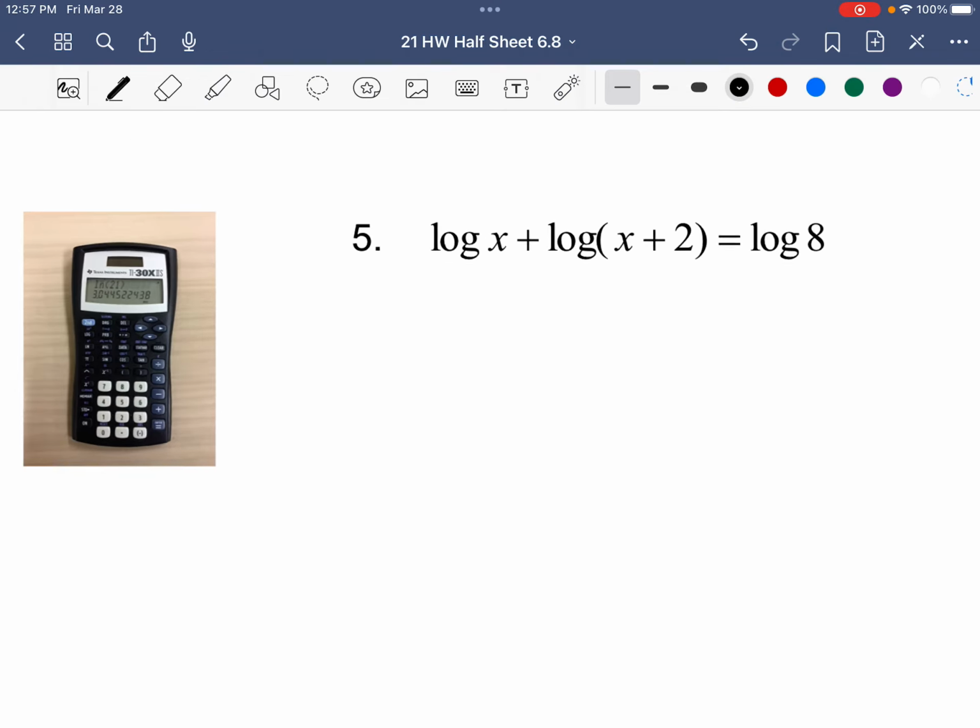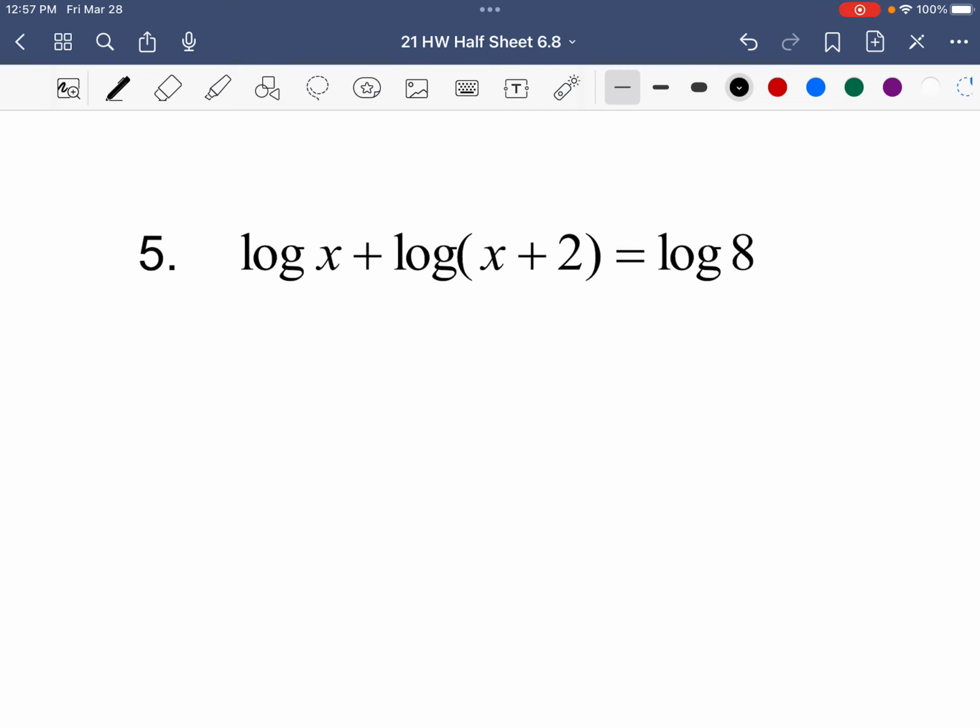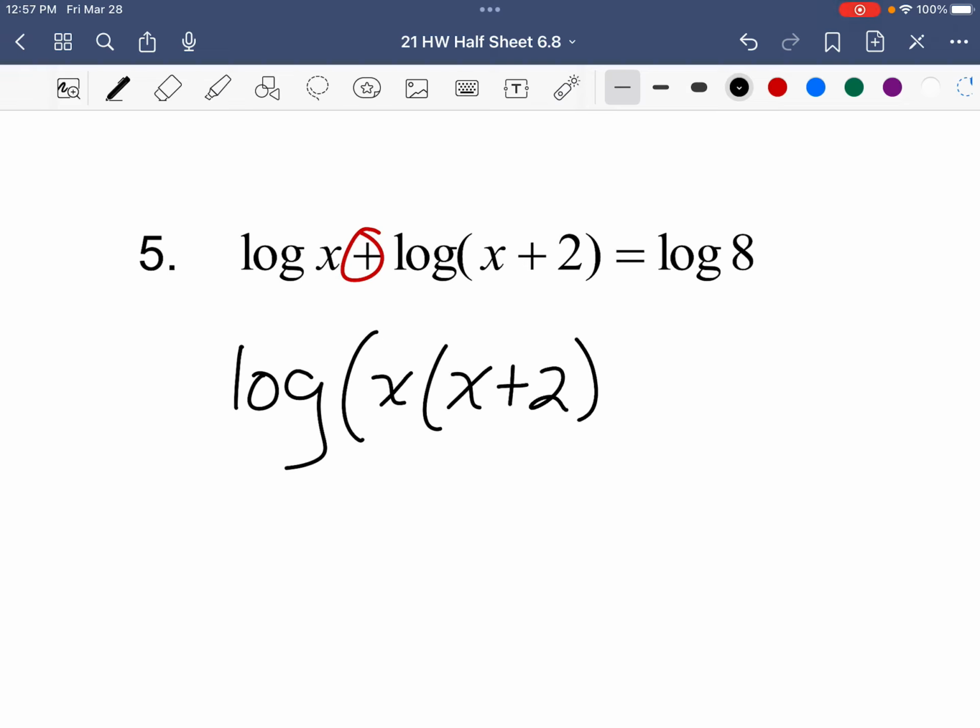The last one, it's not a natural log equation, it's just a generic log equation. It's a little bit of a review question. But again, what we see here is 2 logs being added together. And according to the rules of condensing, when you're adding, you multiply. You're going to multiply the x and the x plus 2.